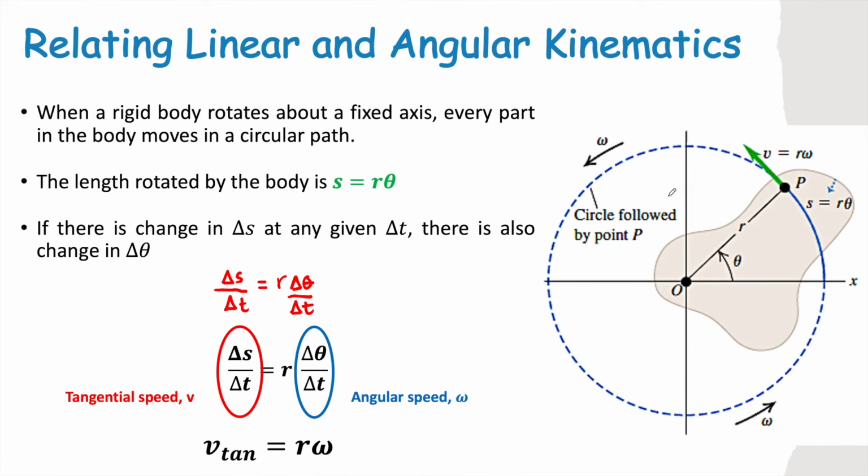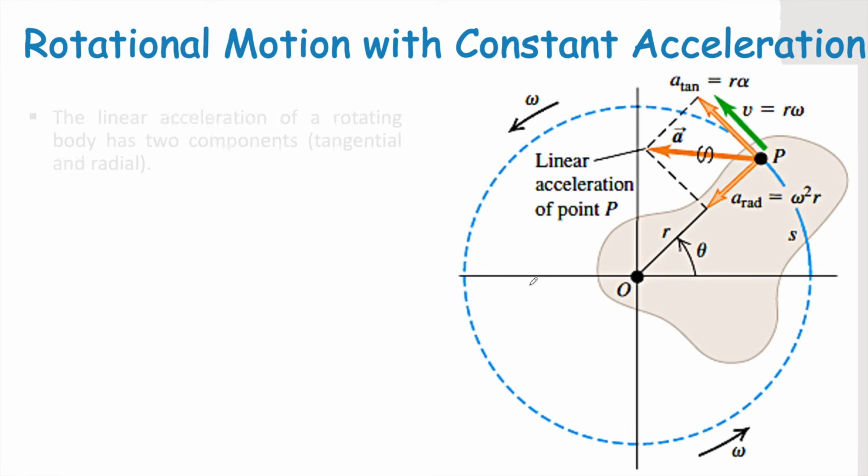Note that the direction of your tangential velocity is always tangent to this circular path. So if we are at point P here, the direction of the tangential velocity is in this direction, v tangential. And at another point, the direction of v tangential is downward, and so on. And also, we can relate linear and angular acceleration for this case.